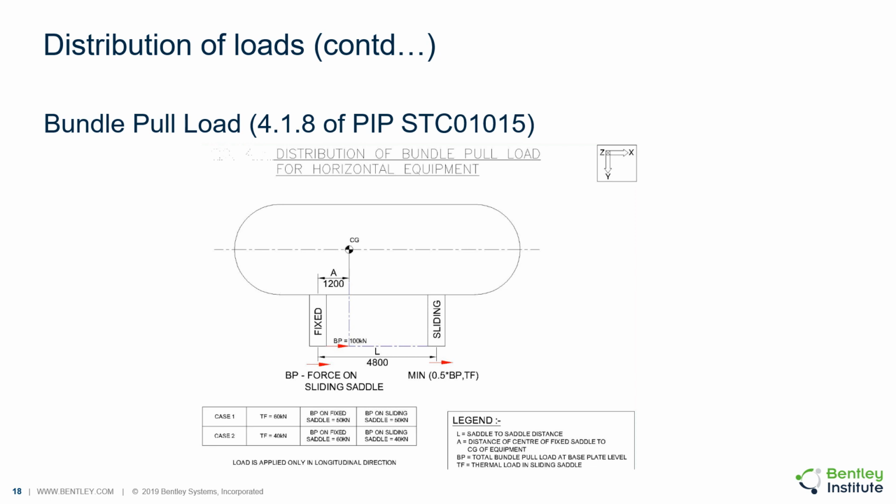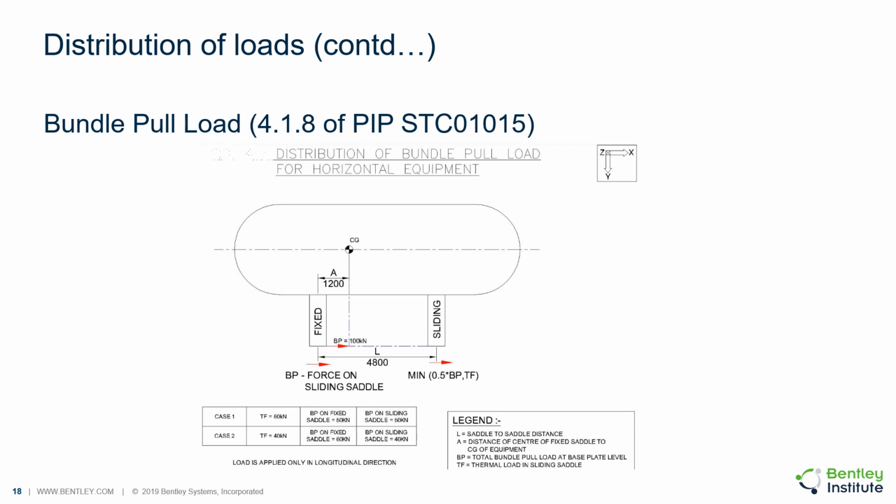Now coming to the distribution of bundle pull load, section 4.3.3 of PIP refers to section 4.1.8 of the PIP STC01015 document, which specifies that the portion of the bundle pull load at the sliding end support shall be equal to the friction force or half of the bundle pull load, whichever is less. In this slide, the friction force at the sliding end is assumed to be equal to the thermal force.